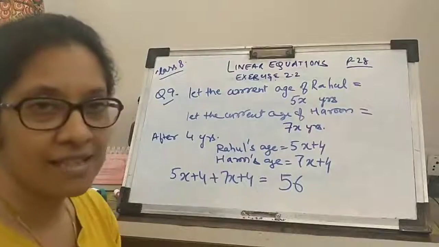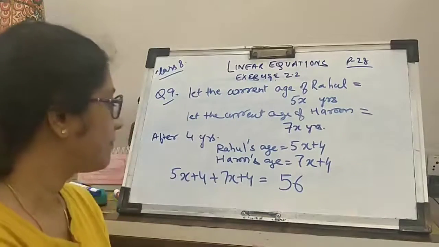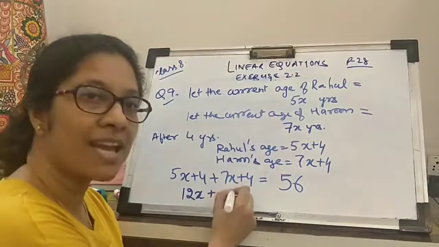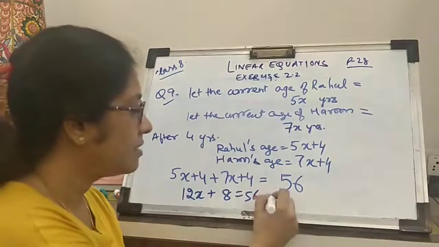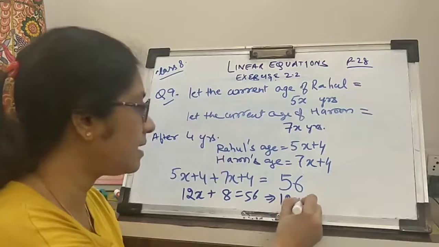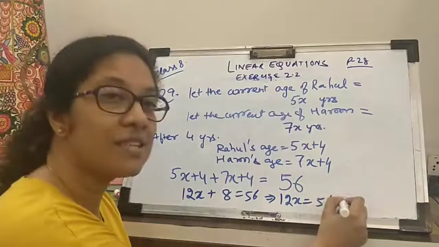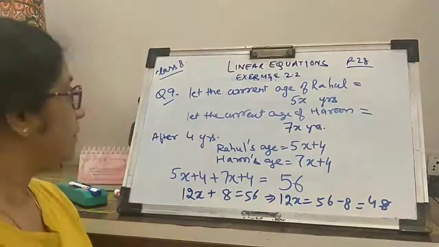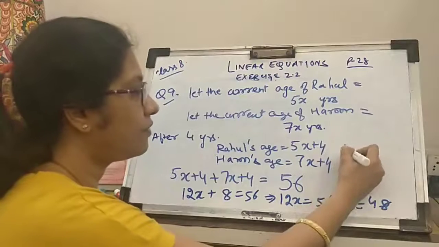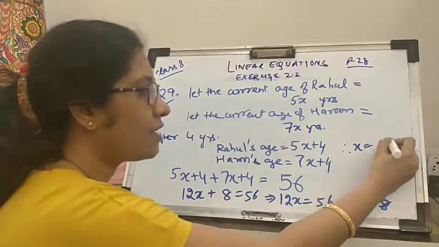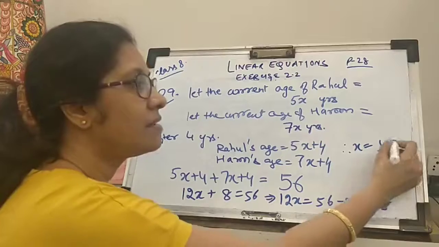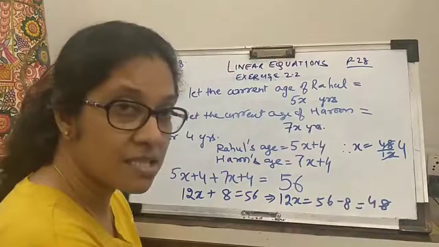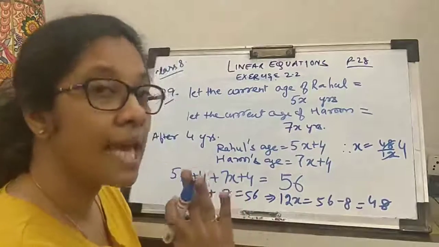Now you got it. Let's quickly solve this. 5x plus 7x is 12x, plus 4 plus 4 is 8, equals 56. Transposing, 56 minus 8 is 48. Therefore x is 48 by 12, which is 4. Okay, x is 4. Remember, x is 4.